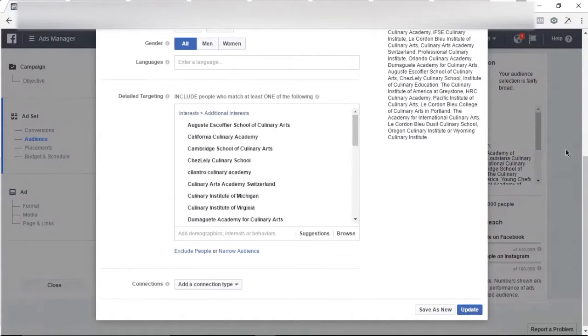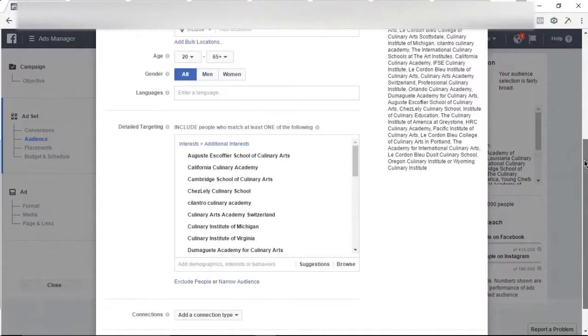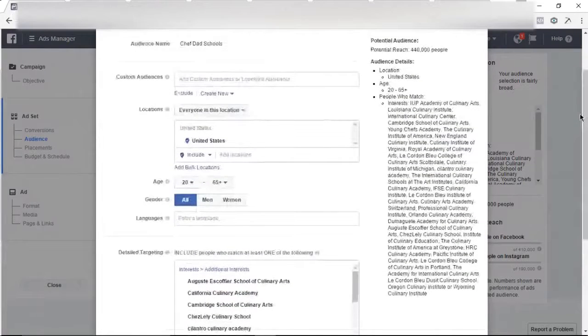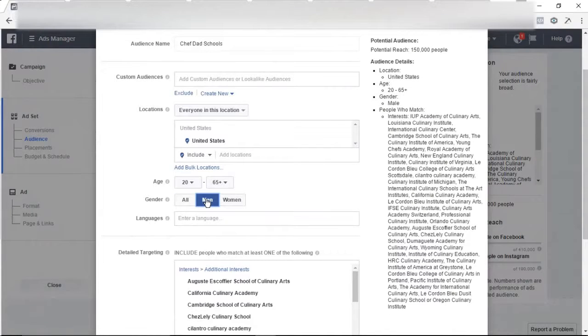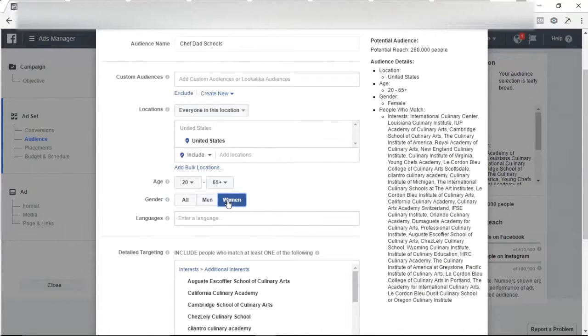And if you wanted to narrow it down, if I scroll up a little bit more, I want to show you how many people. When I pulled on the schools that I personally used, I came up with 440,000 people. Now, if you wanted to target just men, it would be 150,000 with these specific schools, right? Or if you want to zero in on women, for the audience that I targeted, it was 280,000, right?